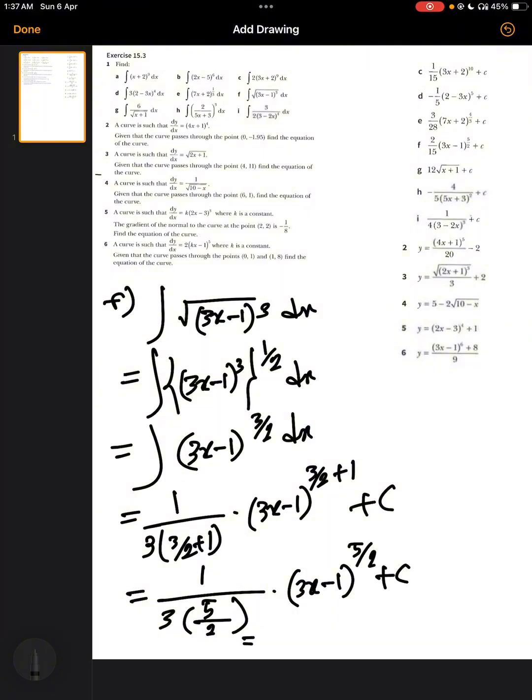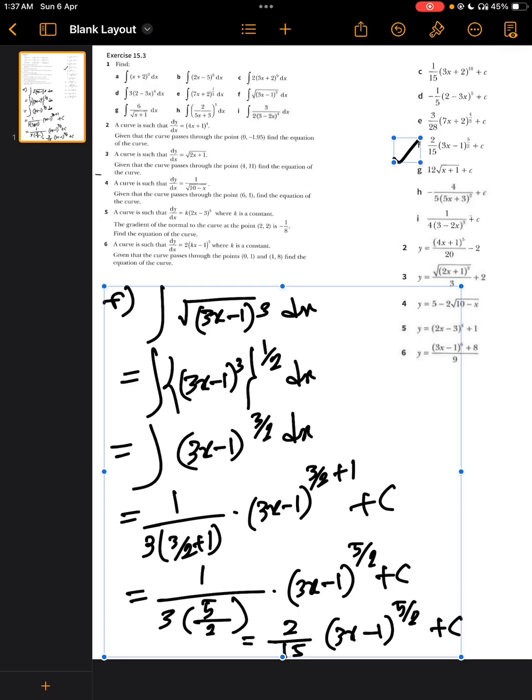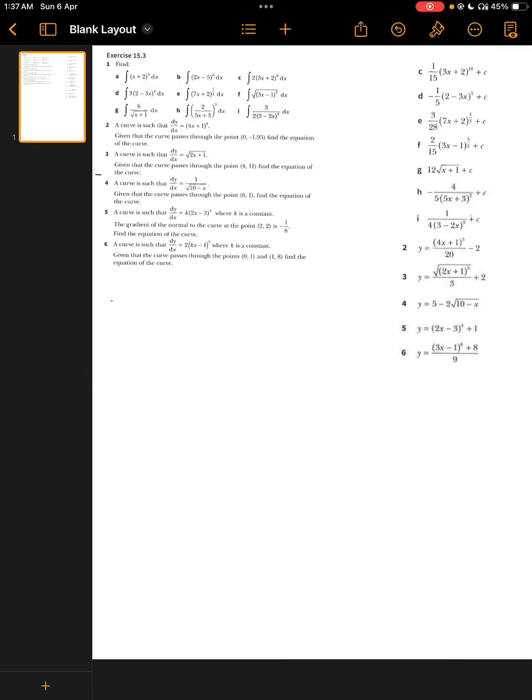Okay, one more line. So 2 over 15, 3x minus 1 to the power 5 by 2 plus 3. Yeah, 2 over 15, 3x minus 1 to the power 5 by 2 plus 3. The result is correct here. So question number F done. Now question number G.